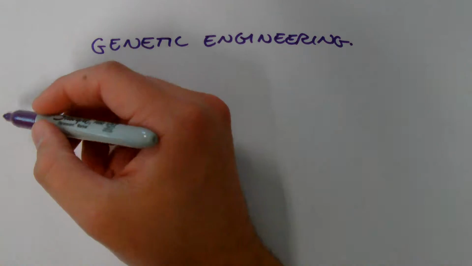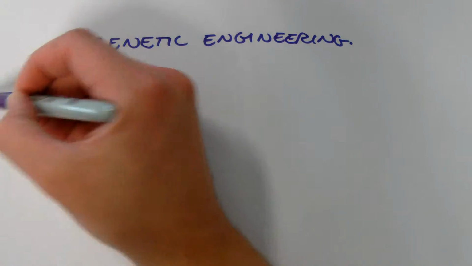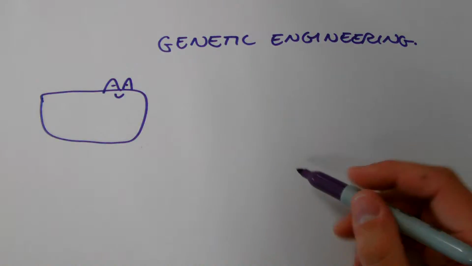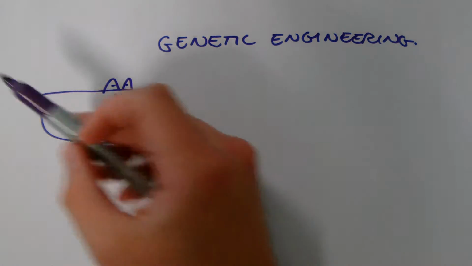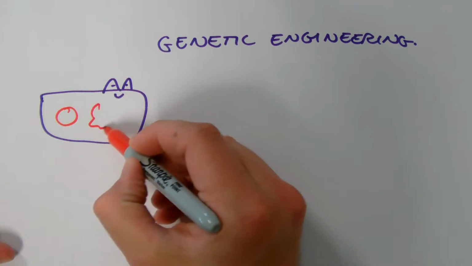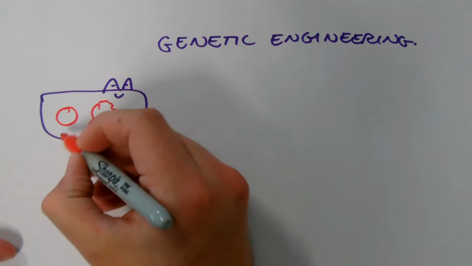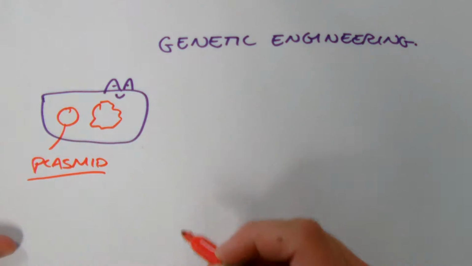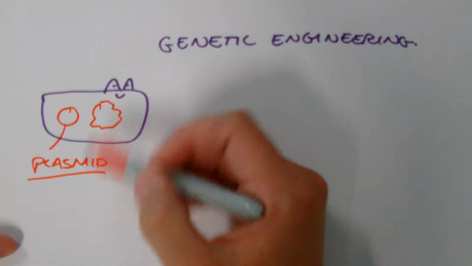Alright, I'm going to start off with a humble bacterial cell called Jim. Jim's pretty happy. Jim has got inside him two different types of DNA. He has got a plasmid and some chromosomal DNA. This word plasmid is going to be very important. Plasmid is a type of DNA that can be swapped between bacteria cells.